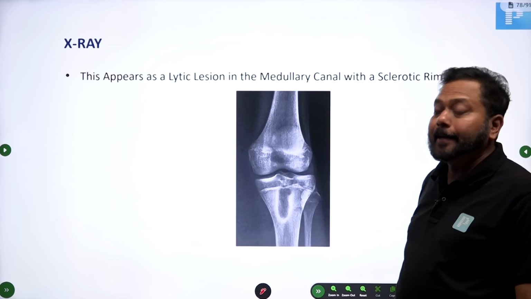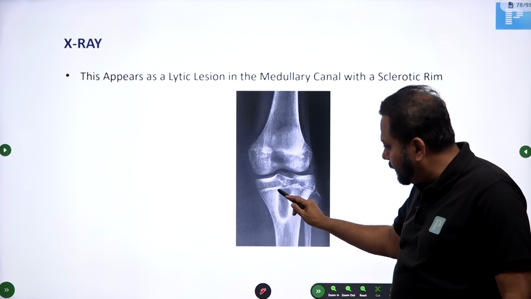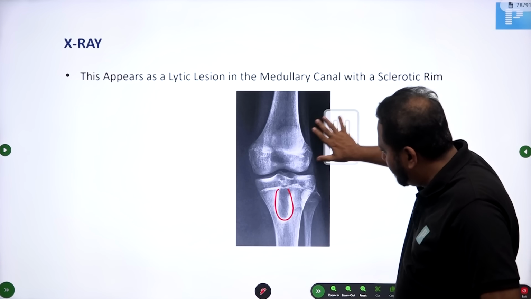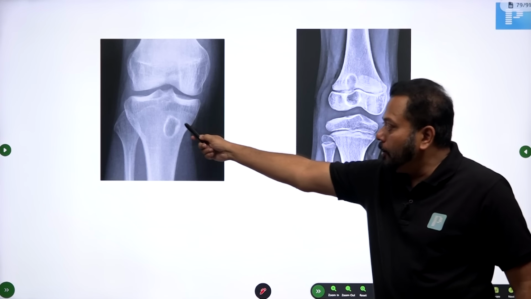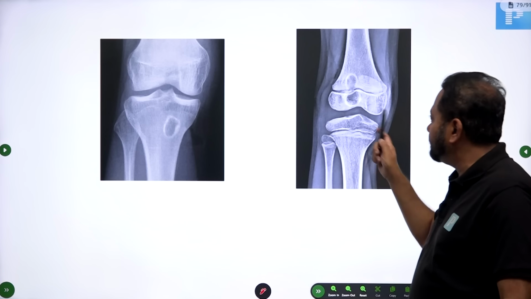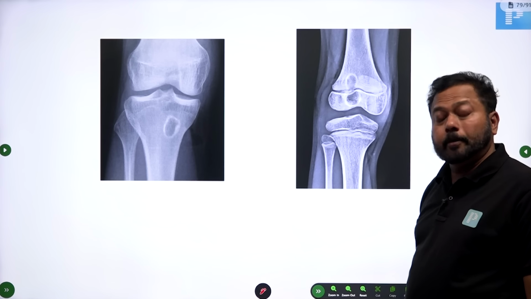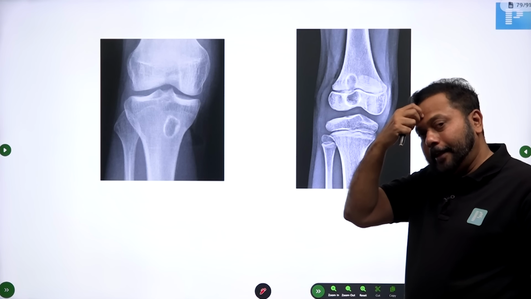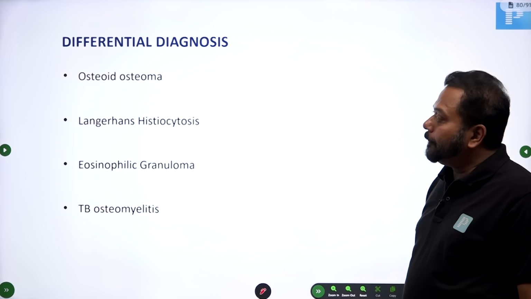This appears as a lytic lesion in the medullary canal with a sclerotic rim. You see, an osteolytic lesion, and this is the sclerotic rim. Okay, I will erase. So this is the classical presentation. This is the classical X-ray picture of Brodie's abscess. This was the asked question. They had given it in FMGE on paper. This came. Okay, so differential diagnosis.